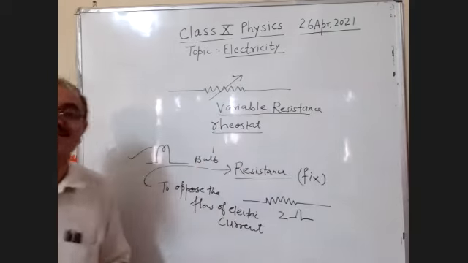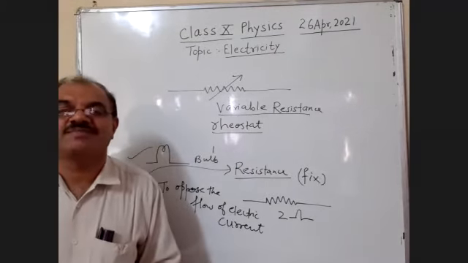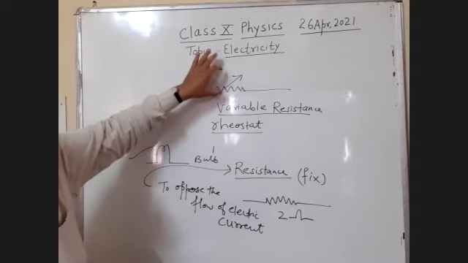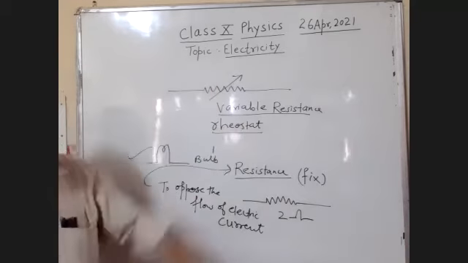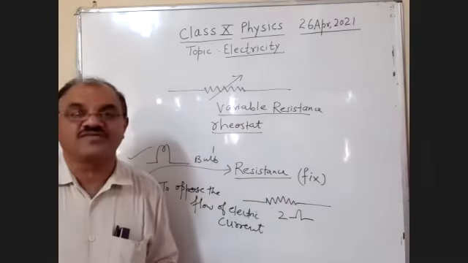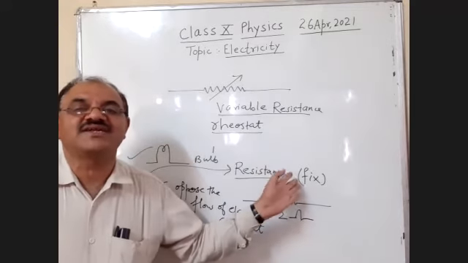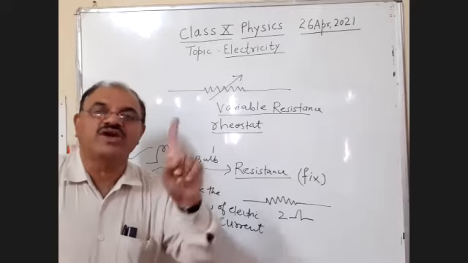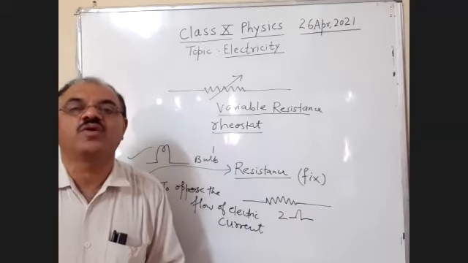This resistance can be changed. There is a slider on this resistance. By sliding it, we can change the value of the resistance. If I require 2 ohm, I can set it to 2 ohm. If I require 3 ohm, I can make it 3 ohm. And if I require 1 ohm, that time also I can reduce it to 1 ohm.